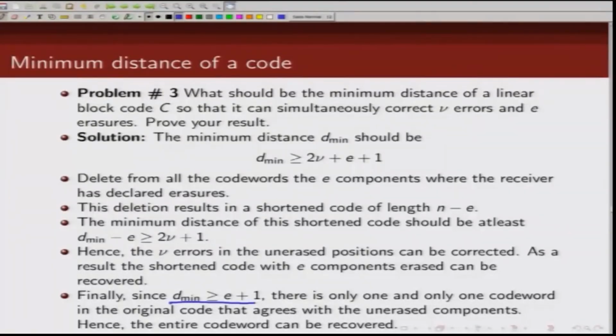And since in this case d minimum is already 2 mu plus E plus 1, which is greater than E plus 1, this code would be able to correct E erasures as well. So, if we choose the minimum distance of the code to be greater than or equal to 2 mu plus E plus 1, it would be able to correct mu errors as well as E erasures.